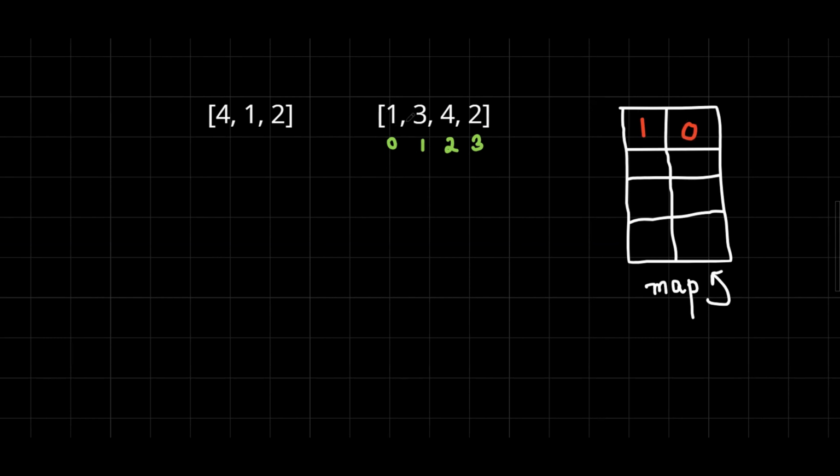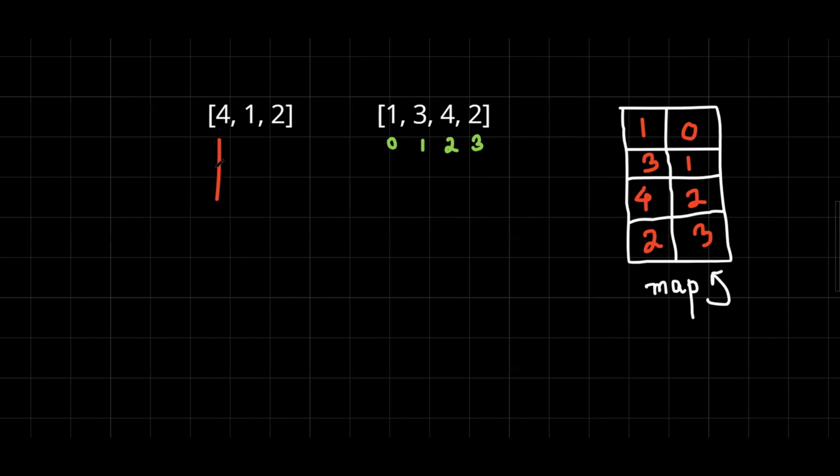Now for this element 3, we will store the index number of the element 3, which is 1. For this element 4, we will store the index number of 4, which is 2. For this element 2, we will store the index number of element 2, which is 3. Now we have to iterate through each of the elements in the first array.